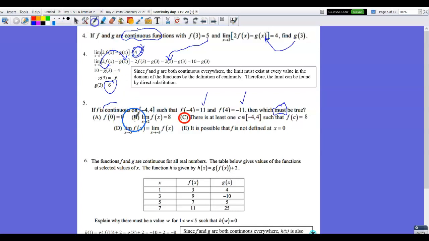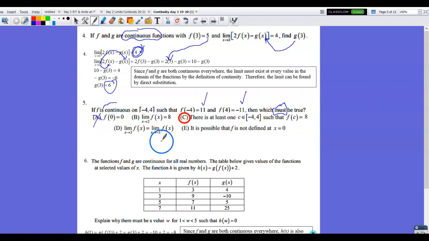So the first statement is f of 0 must equal 0. Well, we have really no way of knowing that just because we're going from positive 11 to a negative 11, and it seems like this might be an odd function maybe. We don't know that it's an odd function because they never told us that it's an odd function. So it could be true, but it doesn't have to be true.